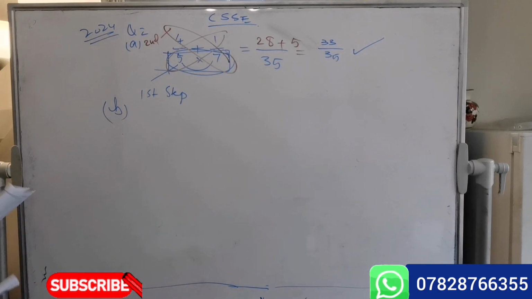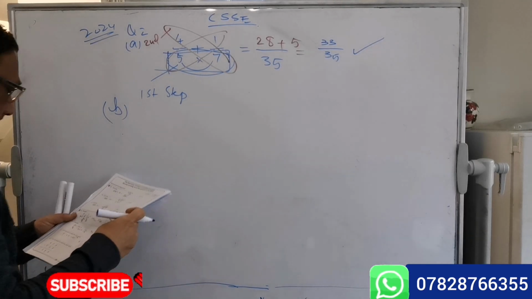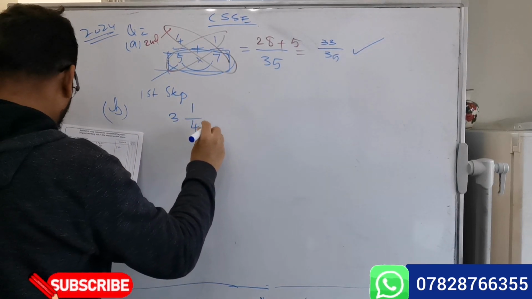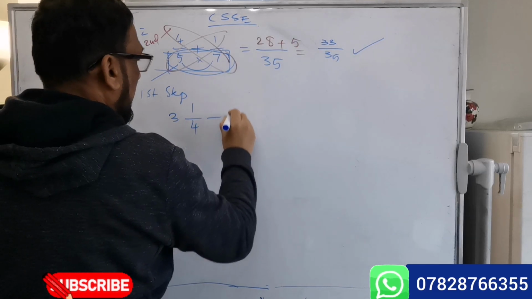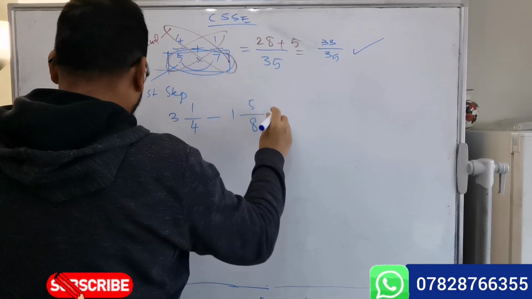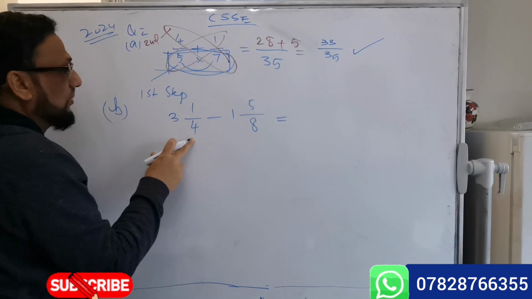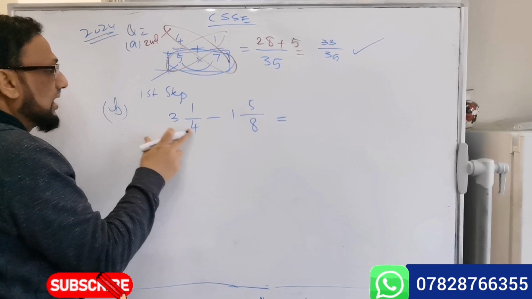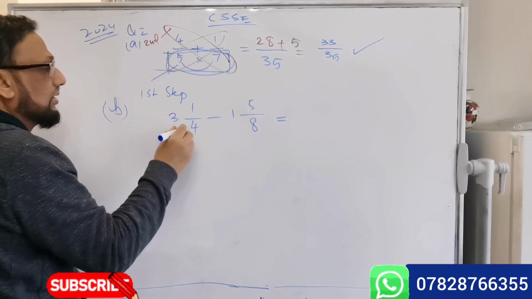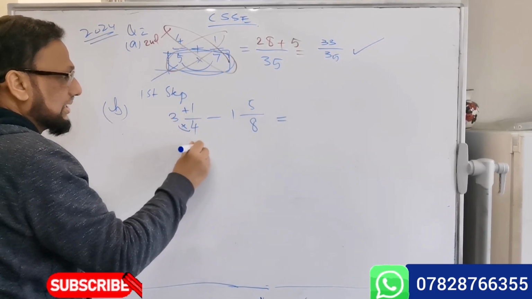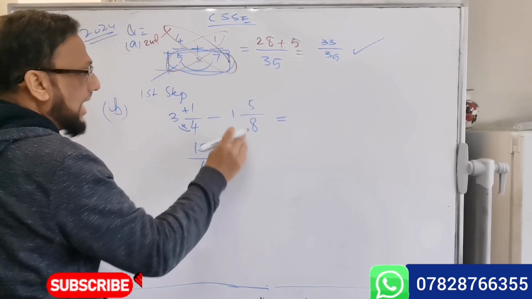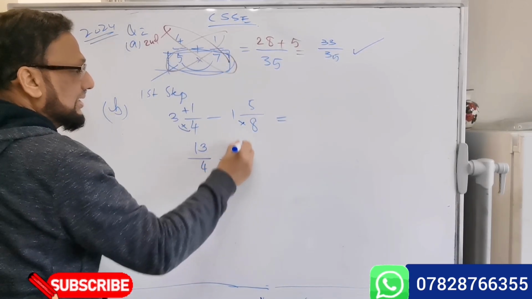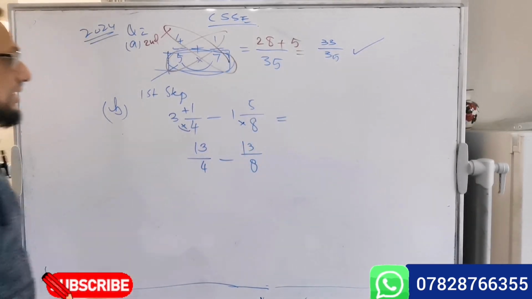Question number 2B is 3 and 1 over 4 minus 1 and 5 over 8. Very simple, very easy question. The first step: these are mixed numbers, so they have to be changed to improper fractions. 3 times 4 is 12, and 12 plus 1 is 13 over 4. Same as this one, 8 times 1 is 8, and 8 plus 5 is 13, so 13 over 8.